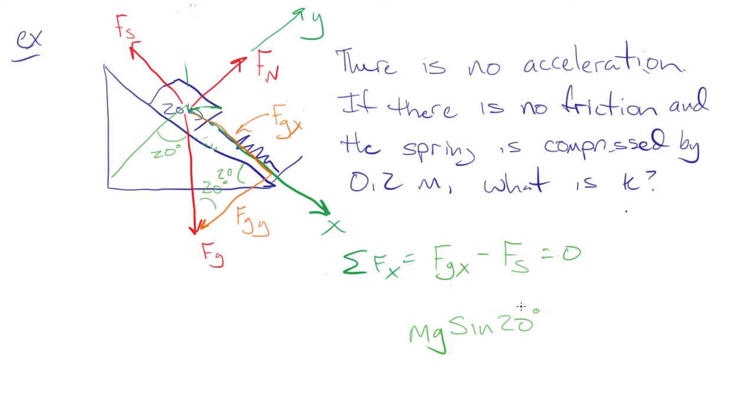That's fine. All right, so mg sine of 20, that's the x component of gravity, minus the force due to the spring. That's just k times delta x. I'm given delta x right here. That's equal to 0. So I'm after k. That's equal to, if I solve for k, mg sine of 20 divided by delta x.